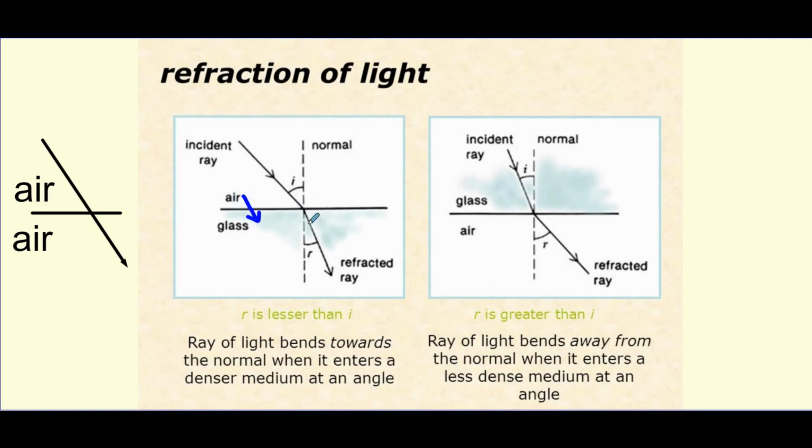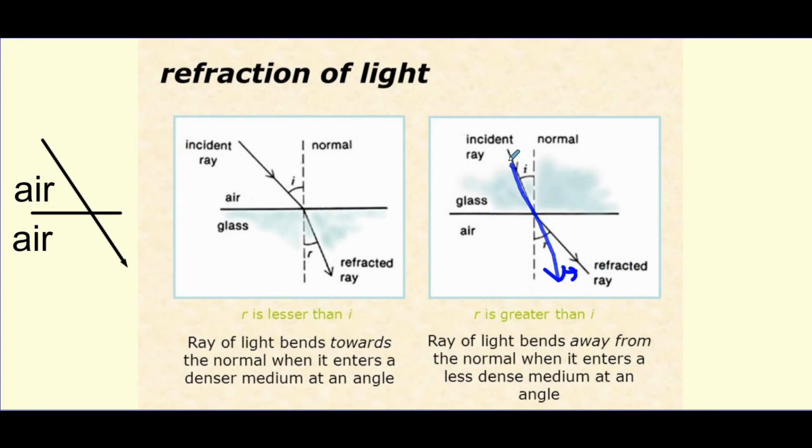As a result, it's moving to the normal when it's getting thick. The original line should go this way, and instead it moves towards the normal. Okay? Over here, we're getting less dense. That means thinner. And in this situation, instead of moving towards the normal line, we move away from the normal line. And you end up with the refracted ray pushing away.